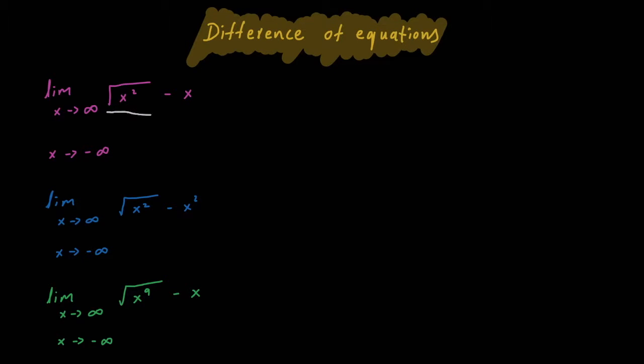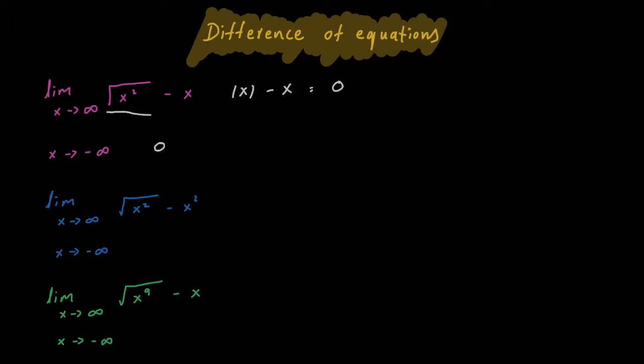Under root x squared is simply absolute x, minus x, which is simply 0. So it is approaching 0. What about negative infinity? It is still reaching 0.